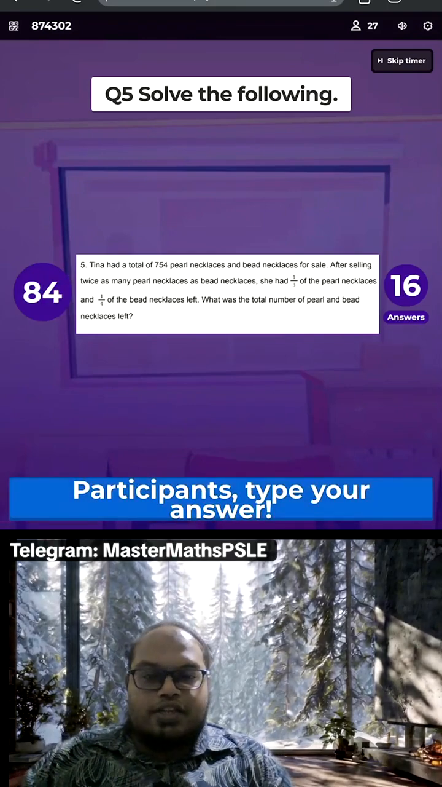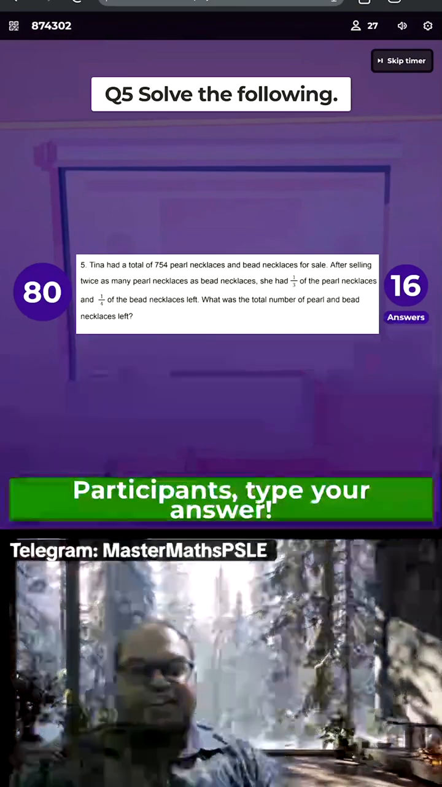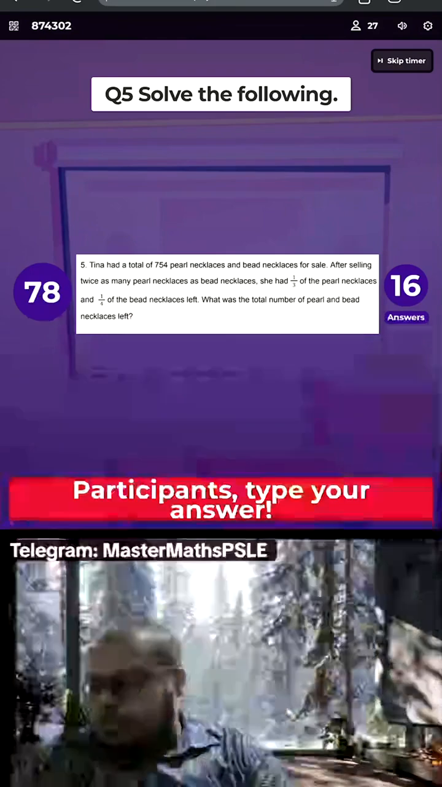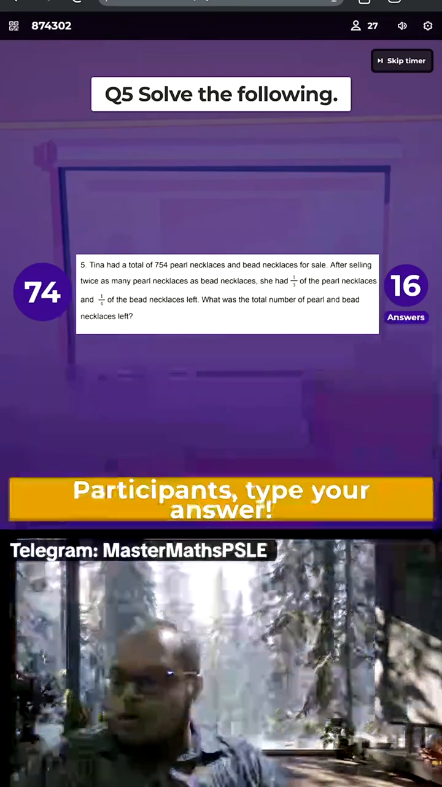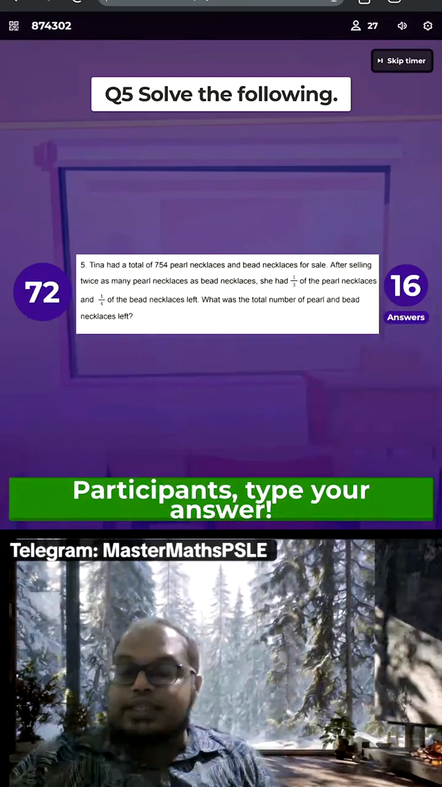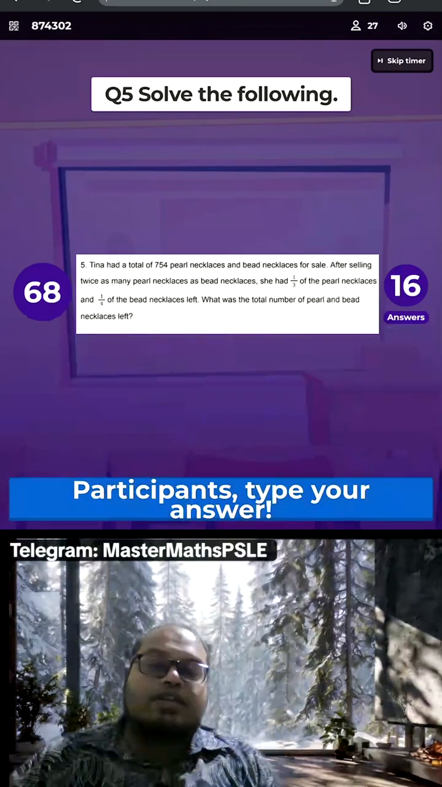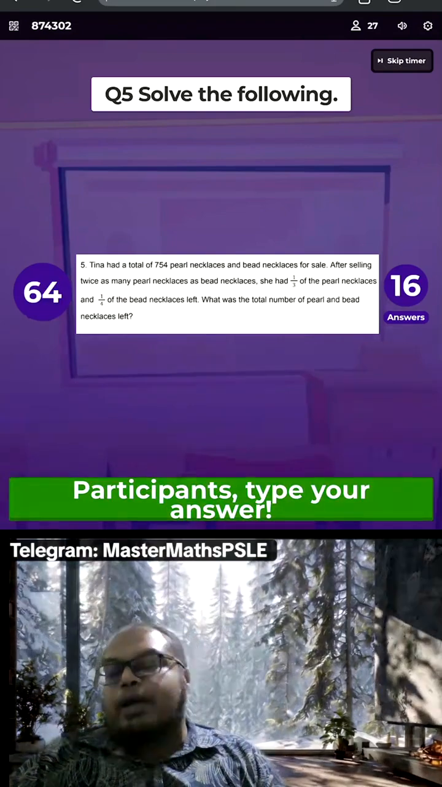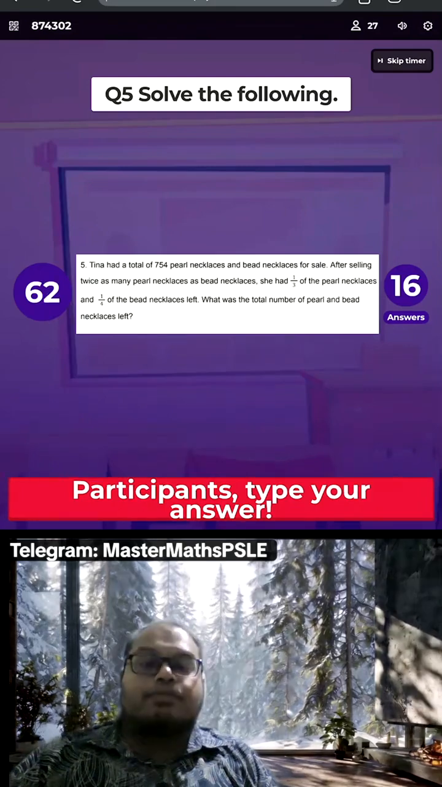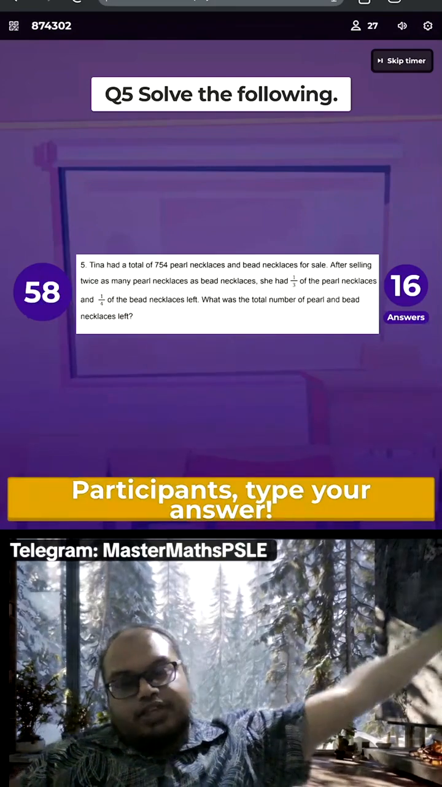Somebody got 232. So somebody is just plus 2 of the other. There's no units here because it's about the total number of pearl and bead necklaces left. If you put 754, it's obviously wrong, because 754 is the total. But now they're asking for the total left. Another one which is even much further, 585.